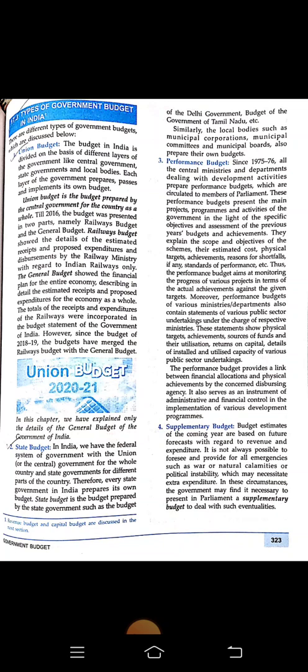In India, we have a federal system of government, with the union or central government of the whole country and the state governments of different parts of the country. Therefore, every state government in India prepares its own budget. State budget is the budget prepared by the state government, such as the budget of the Delhi government or the government of West Bengal, etc. Similarly, local bodies such as municipal corporations and municipal committees also prepare their own budgets. These are the kinds of budget you have.